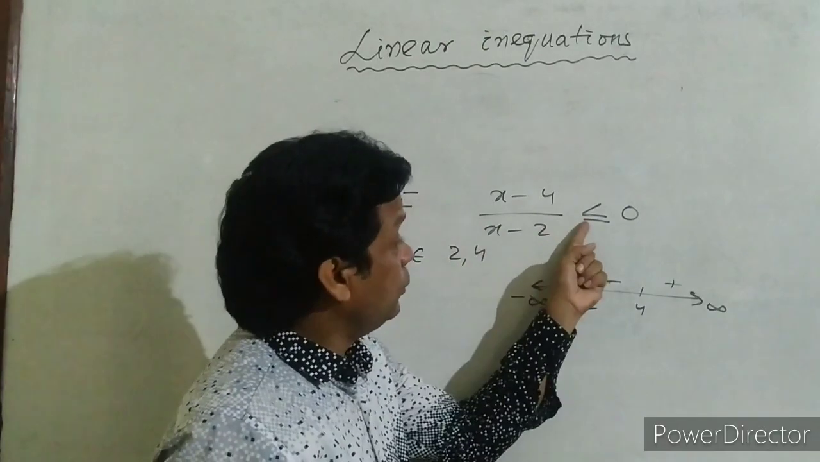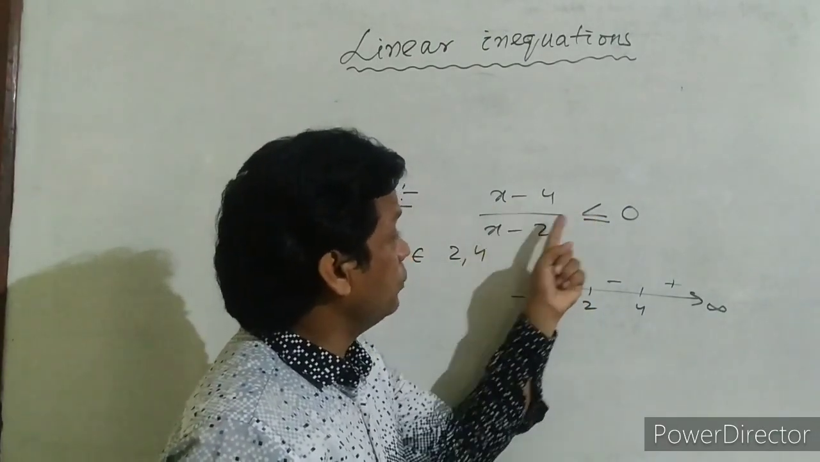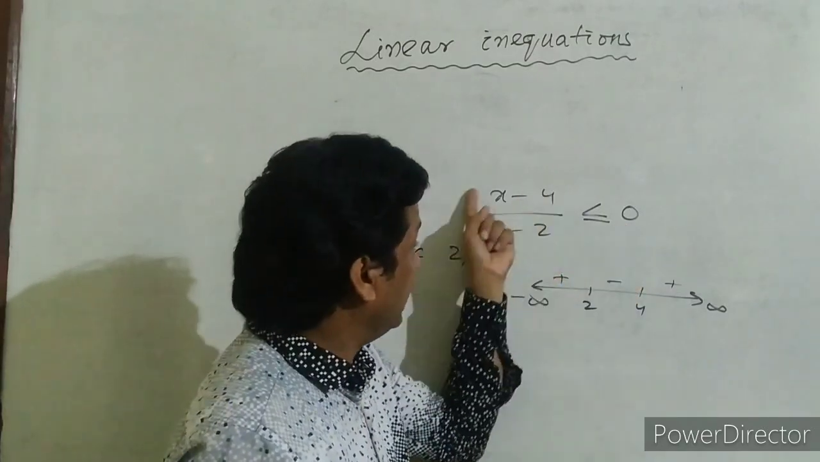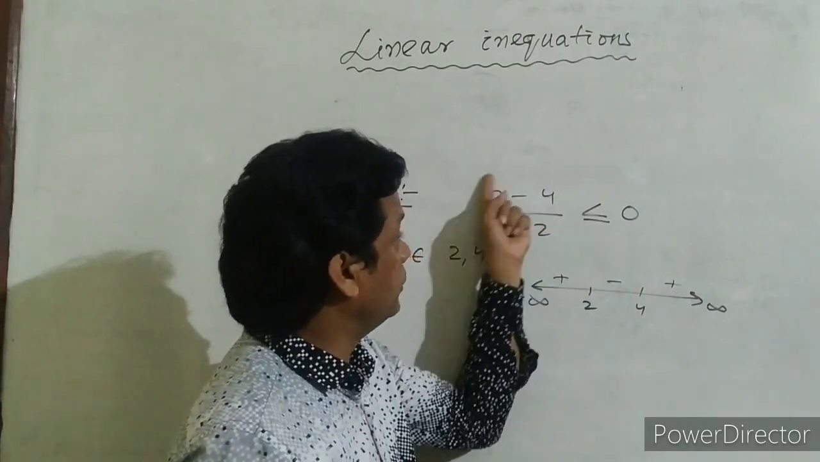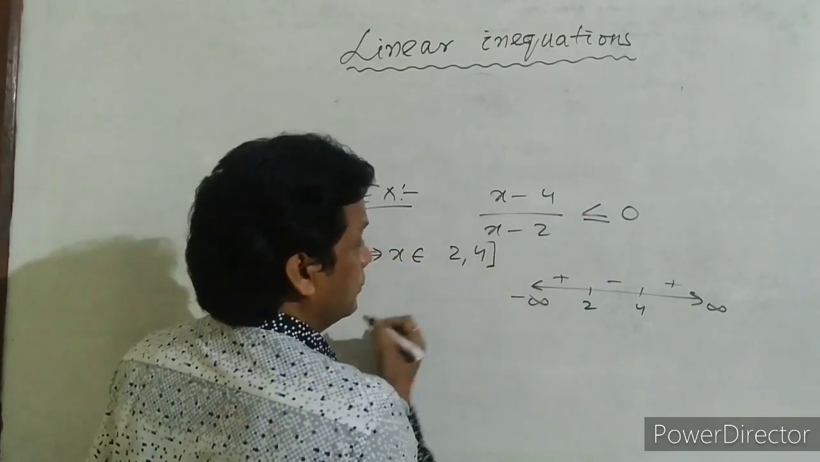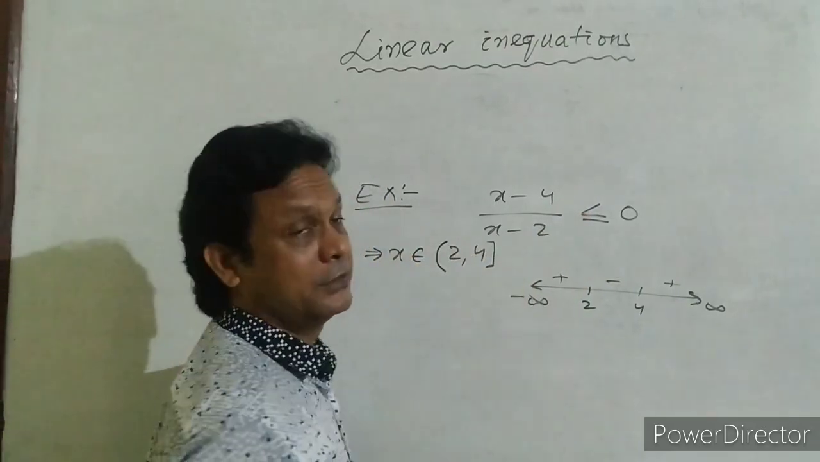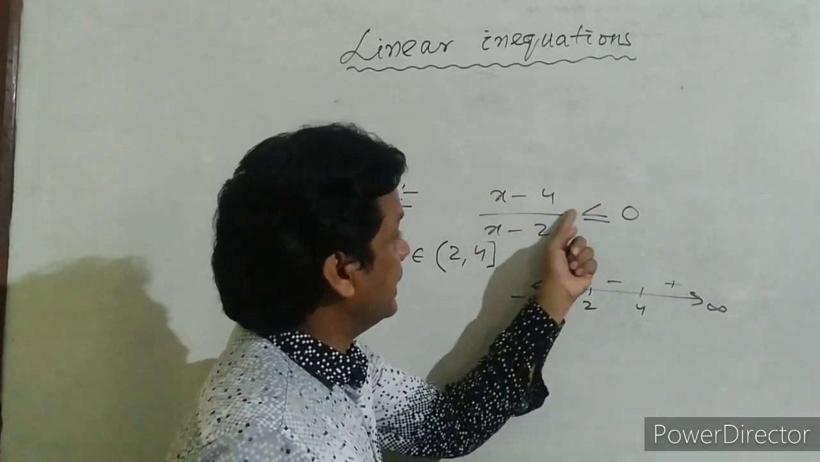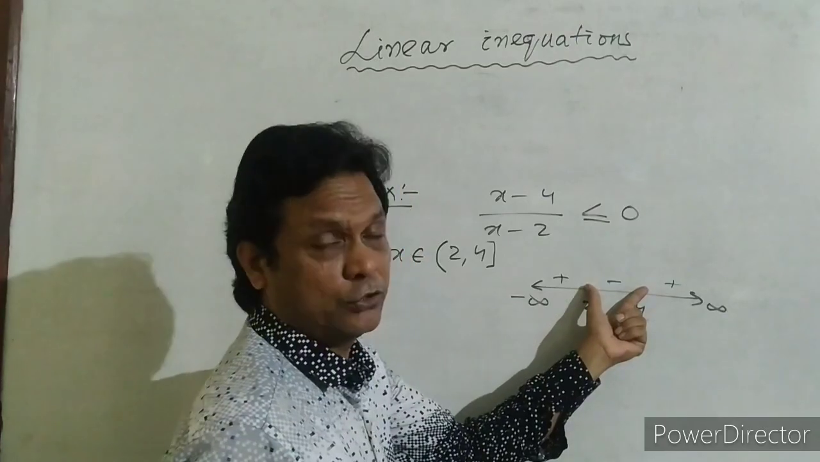Okay. And equal to 0. P by Q will be equal to 0 when P is 0, not Q. P is 0. And what is P? x - 4. So x - 4 equal to 0 means x is equal to 4. So simply put a closed interval for 4 and this will be open interval. Do you understand or not? This will be less than 0, which means in between 2 and 4.